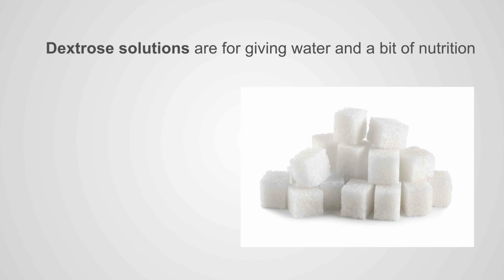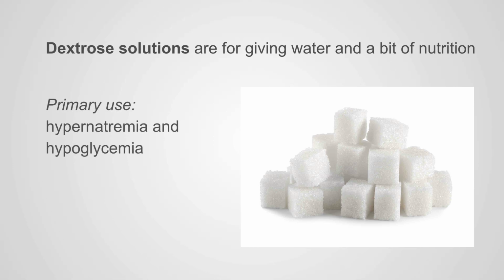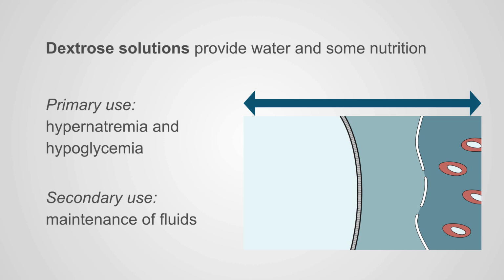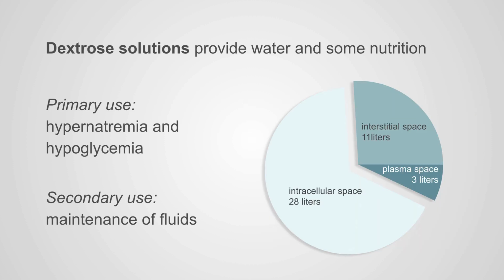Dextrose solutions are for giving water and a bit of nutrition. Primary use is in the treatment of hypernatremia and hypoglycemia, and they have a secondary use as maintenance IV fluids. The primary thing to keep in mind with dextrose solutions is that they distribute across the total body water, and they distribute in the same ratio as total body water is distributed across the three compartments.